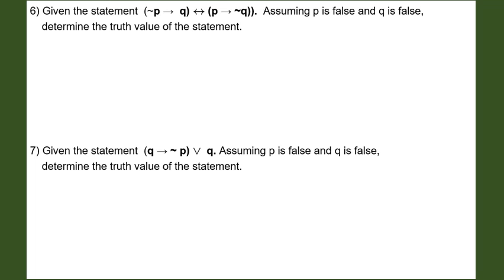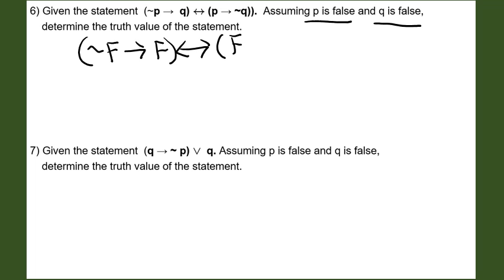Number 6. Again, we have a statement. We're assuming P is false. We're assuming Q is false. We insert their values into the statement. First step, right? Wherever we see a P, we replace it with an F. Wherever we see a Q, we replace it with an F because that's the assumption. Now we work it out.